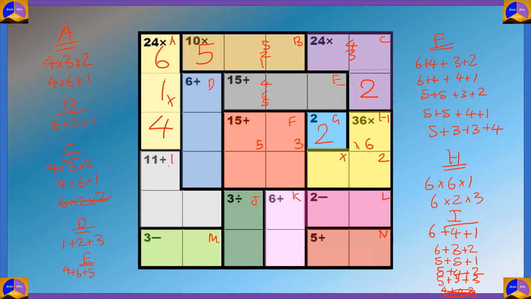Now, in this cell, 1 came over here and 2 came over here. So the remaining number is 3. Now, 2 can't come over here as then it would be a repeat of 2, which is not possible. 2 will go over here and 1 over here.